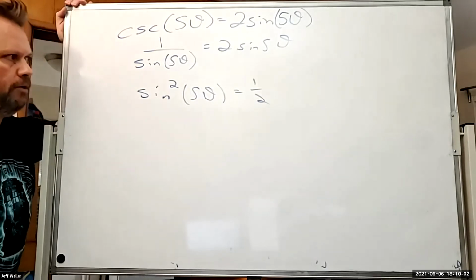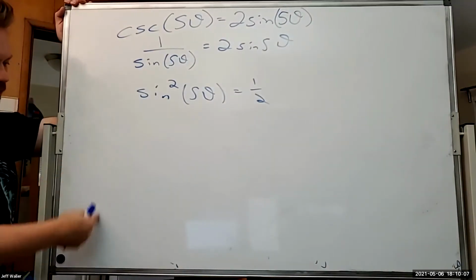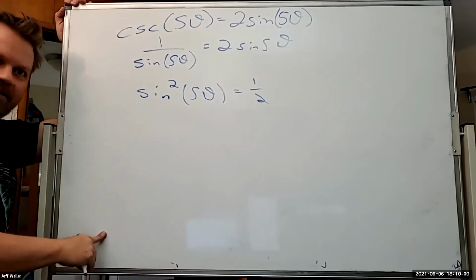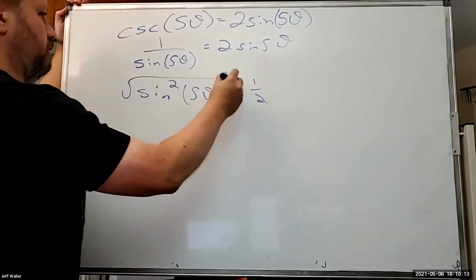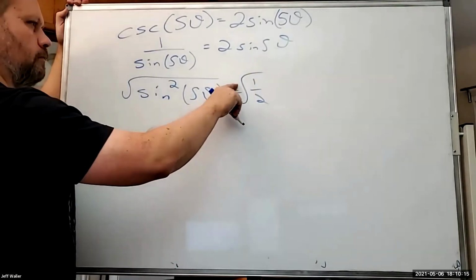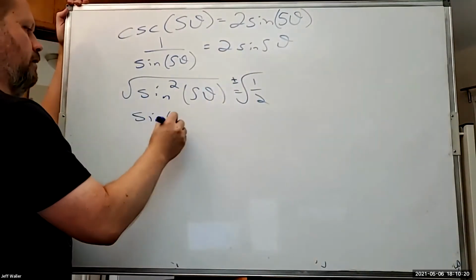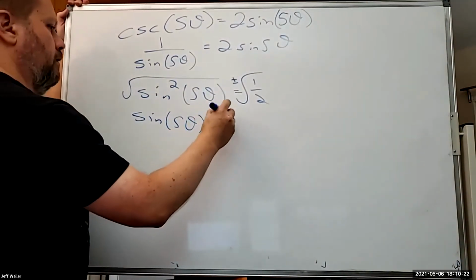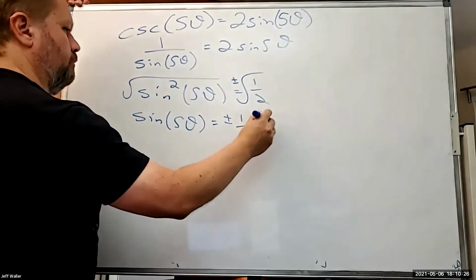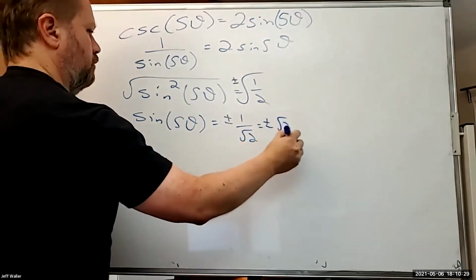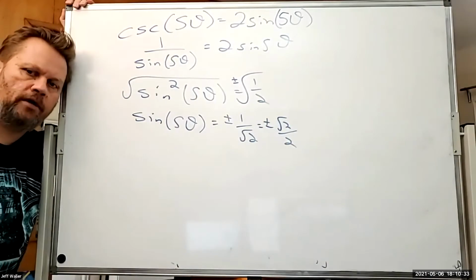All right, now what do I do? Square root. That's another reason why I made those squares. You would have taken a square root to get rid of the square in the x, right? So here, take a square root, plus or minus. So sine of 5 theta equals plus or minus 1 over rad 2, which is plus or minus rad 2 over 2, right? Depends on how you have it memorized.